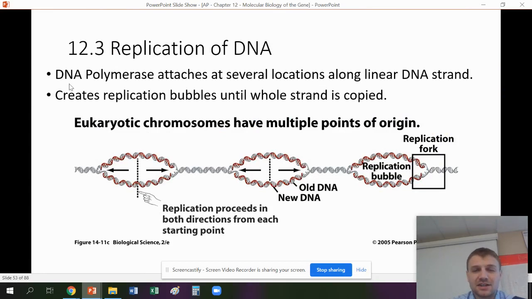Okay, replication of DNA. DNA polymerase attaches at several locations along the linear DNA strand. So what happens is you're going to get these replication bubbles, and they extend out. And then when they fuse here, you're just going to have the new DNA strand. But this helps us get the DNA replicated quicker. So it's not just one location you're reading down. It'd be like if you and several other people read one book, but you each started at a different place, and you're going to get that book done a lot quicker than if you read the book by yourself.